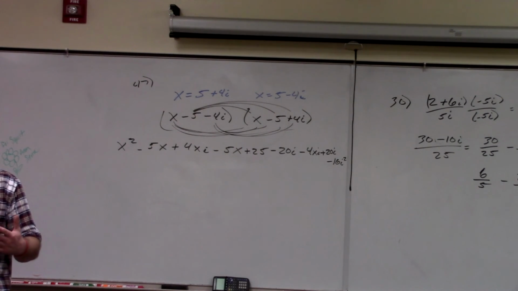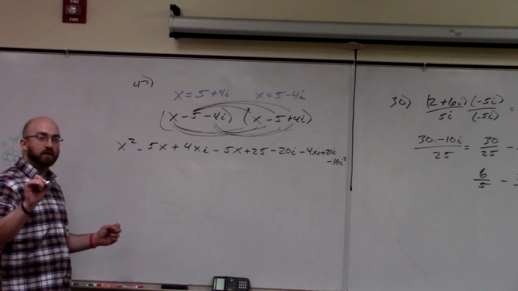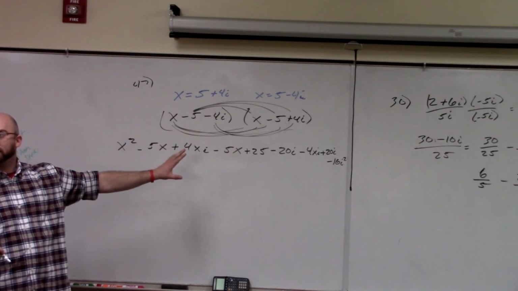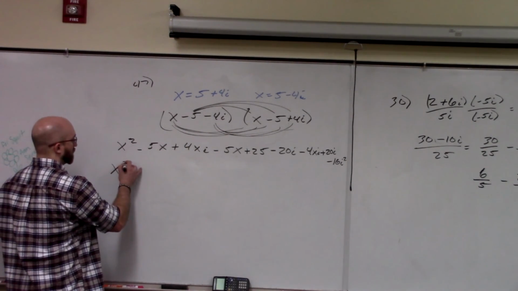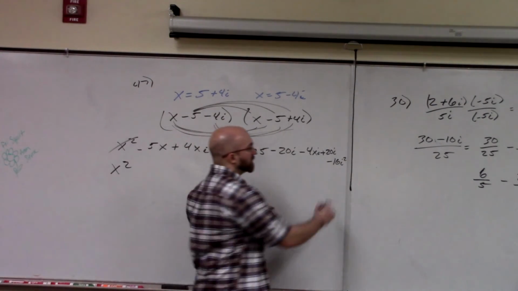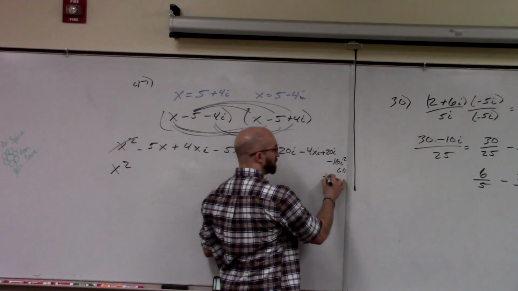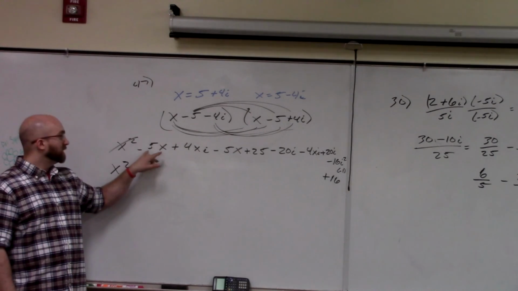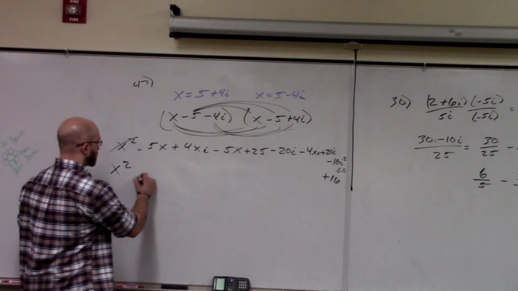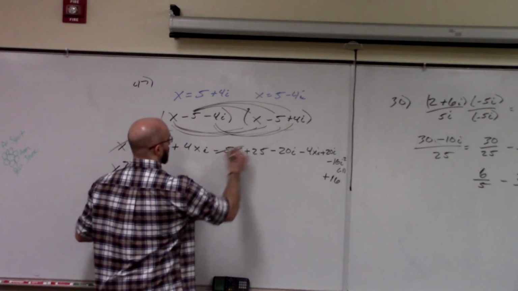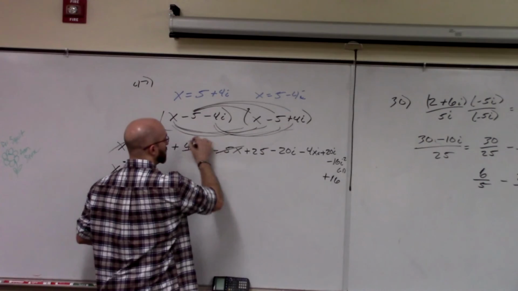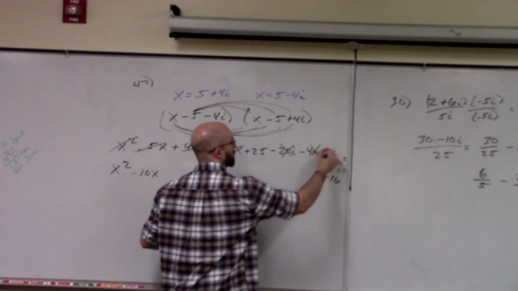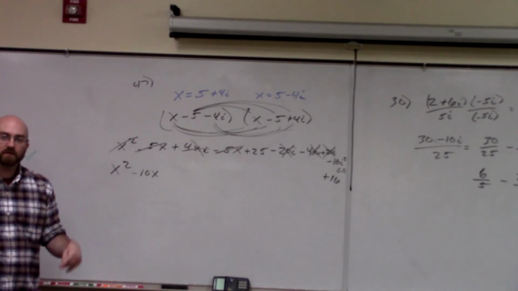Good? Combine like terms. Do I have any other x squareds? No. This i squared is going to turn into negative 1, correct? So this is 16. All right. Do I have any x's? Negative 5x and negative 5x, right? It's negative 10x. And the 4xi and negative 4xi are gone. Negative 20i plus 20i, they cancel out. So I'm left with 25 and 16, which equals 41.